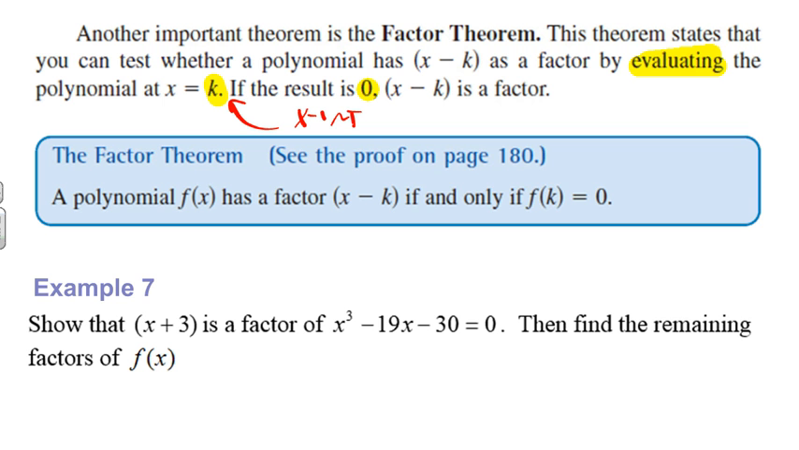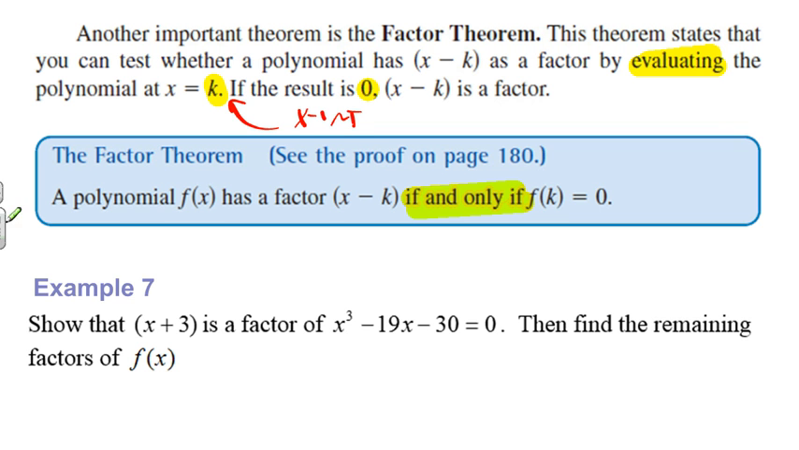By the way, if you're wondering what the heck "if and only if" means, that means that you can go both ways. If f of k equals zero, then the polynomial f of x has a factor of x minus k. Or the other way around: if a polynomial f of x has a factor of x minus k, then f of k equals zero. So "if and only if" means it can go both ways, all right?